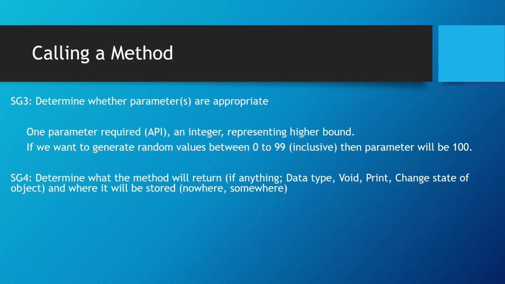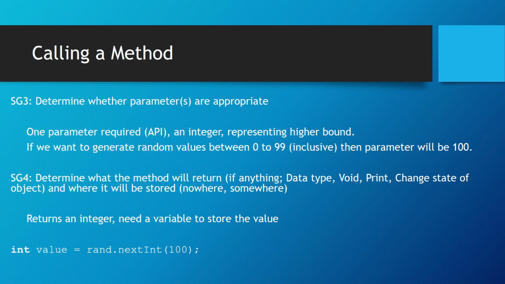For subgoal 4, we determine what the method will return. We saw in the API that it returns an integer, and if we want to have access to this generated random value, we need a variable to store this value. We will declare a variable called value of type integer that will store this random number.